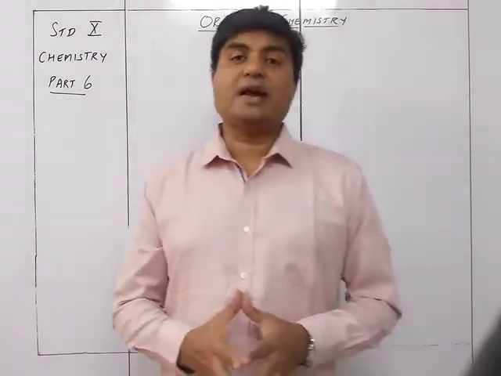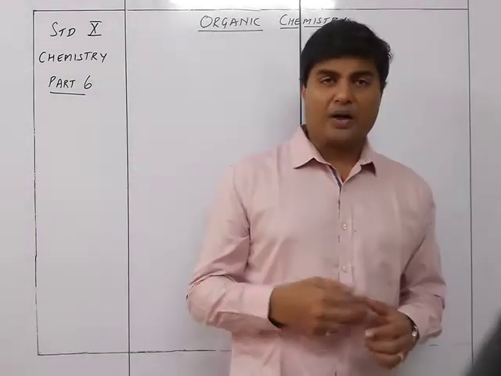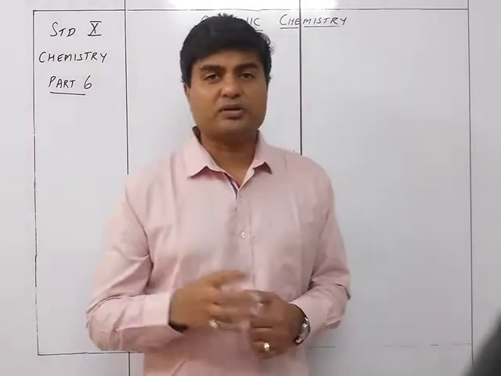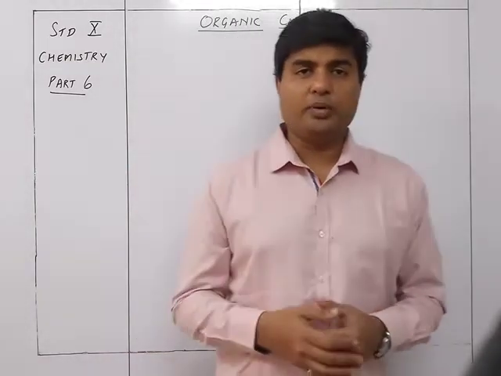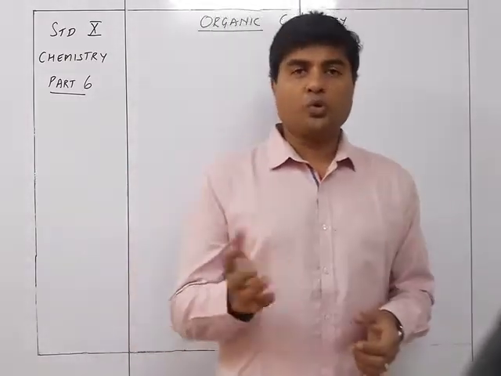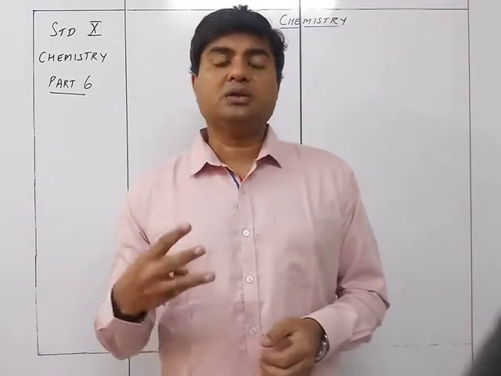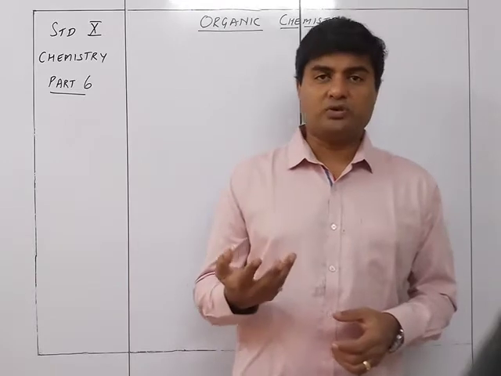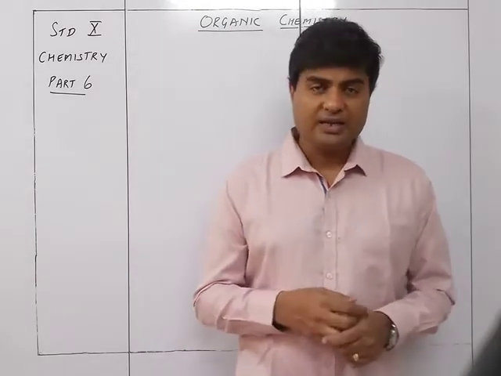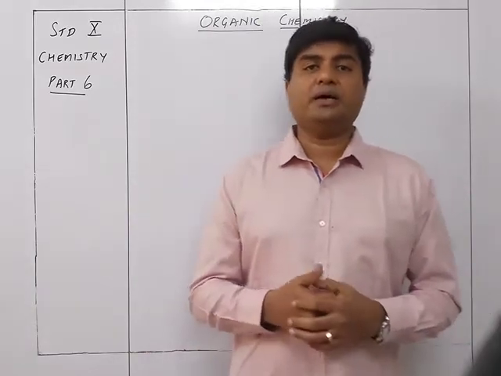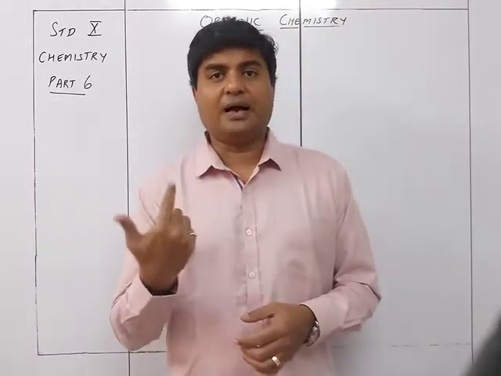Now we are going to study the three compounds. As such, there are five of them, but the alcohol and carboxylic acid are removed from the portion as per the new COVID revised portion. So we are going to learn three different types of compounds, or three homologous series, that is alkanes, alkenes and alkynes. So we'll be studying in detail about alkanes, then alkenes and alkynes.